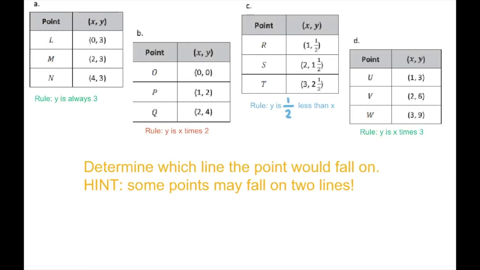Okay, here we go. I have all of the tables here as well as the rules stated underneath each of the tables. I'm going to give you a coordinate pair. I then want you to determine which line the point would fall on. Here we go. Let's start with coordinate pair 5, 10. Take a moment, pause your video, and press play when you're ready to see the answer.